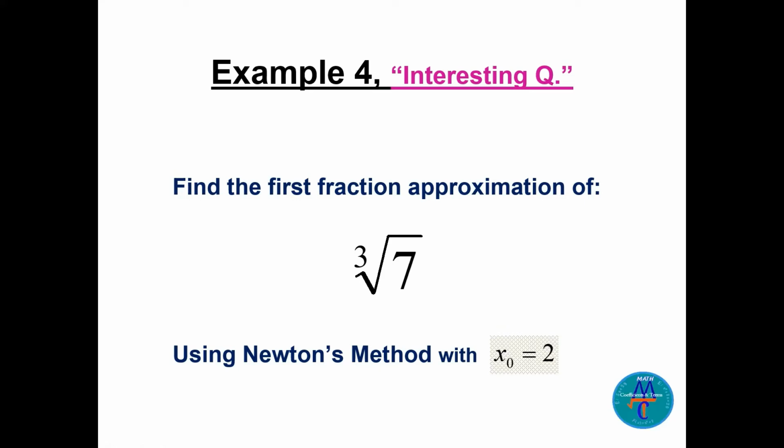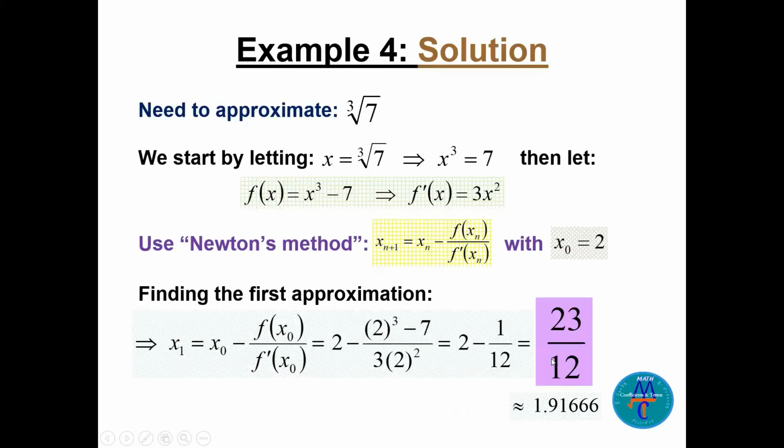For this question now, example 4, you can find it without a calculator. Very nice for the exam. Use the first fraction only, approximation. So x sub 1 of this number, cube root of 7, which is not easy to find or not easy to remember, using Newton's method with x sub 0 is 2. Let me show you how. Let x be the number. We need to approximate this. Cube root of 7. Let x be that number.